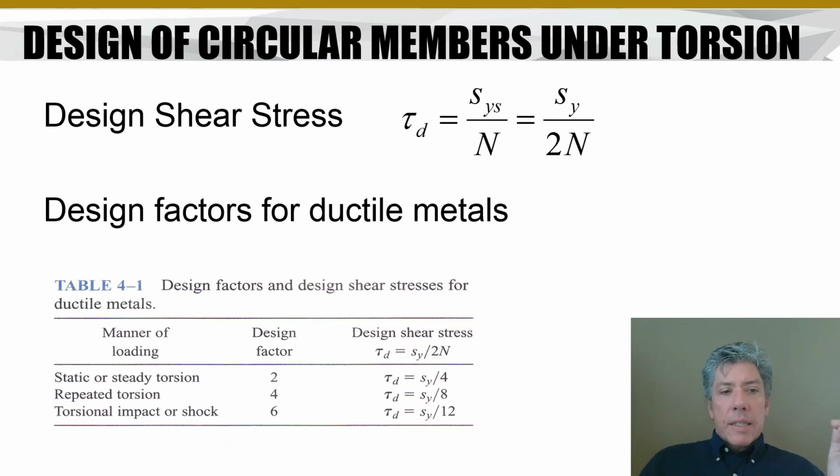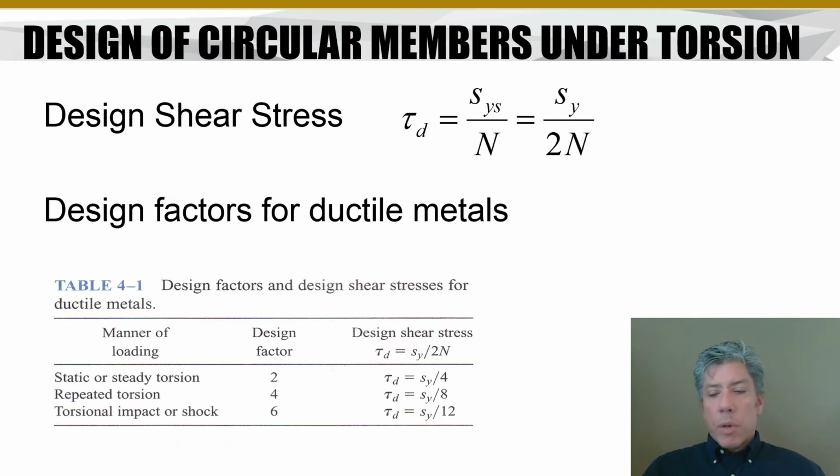So if you look at the manner of loading, if it's a static or just steady torsion, then we don't really need a very high design factor. So we use a factor of 2, and so the factor we divide the yield strength in tension by, the 4 there, comes from the fact that we've got the factor of 2 for getting yield strength in shear, and from the actual factor of safety or design factor that we've chosen of 2.